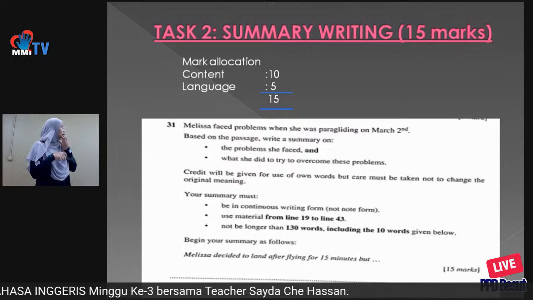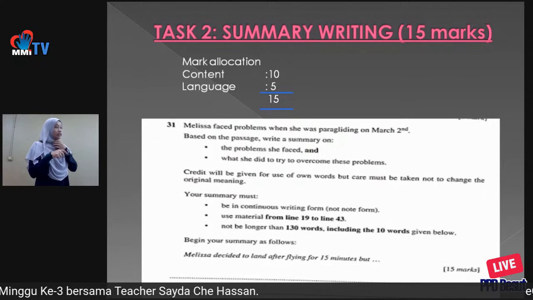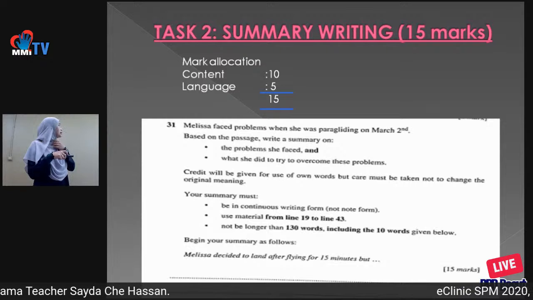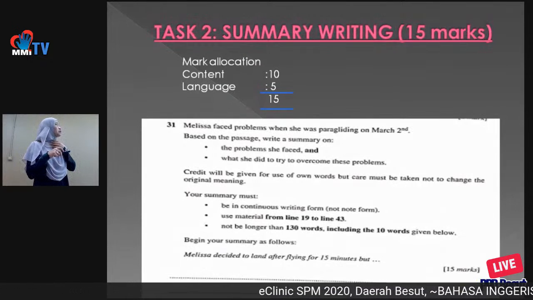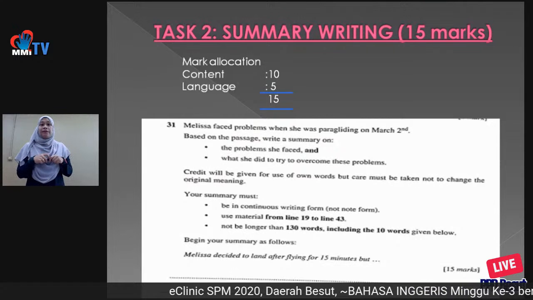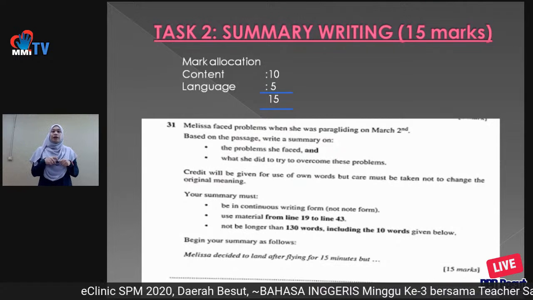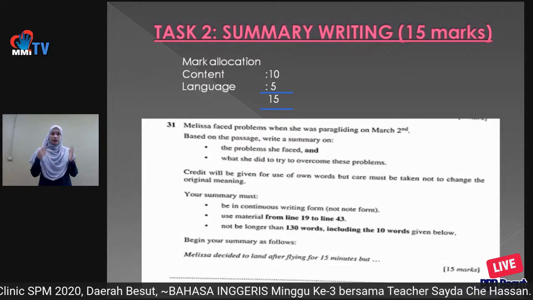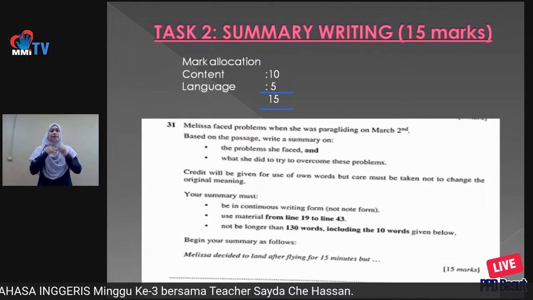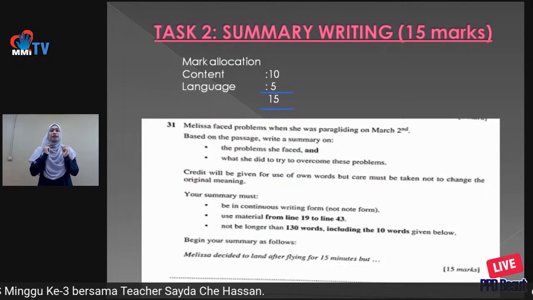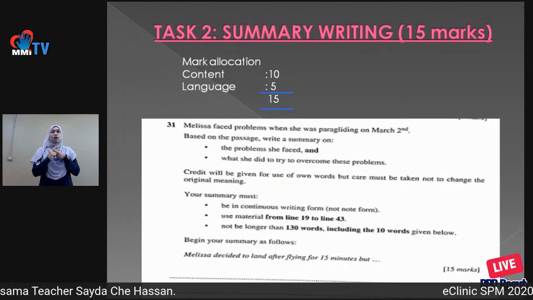Okay, let's read the sentence first. This is the question for summary. Question 31. Melissa faced problems when she was paragliding in March 2nd. Based on the passage, write a summary on the problems she faced. Okay, that's the first question. And the second question is what she did to try to overcome these problems.